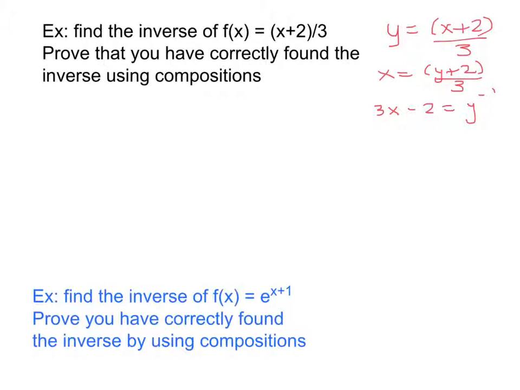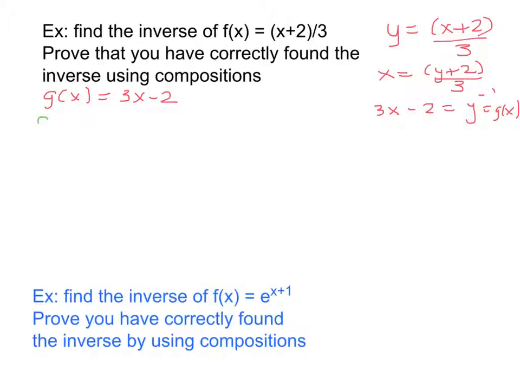And now I want to prove that if f of x is quantity x plus 2 divided by 3, and g of x, its inverse, is 3x minus 2, I want to prove that those really are inverses by using compositions. So I'm going to prove that f of g of x and g of f of x will come out to the same answer.